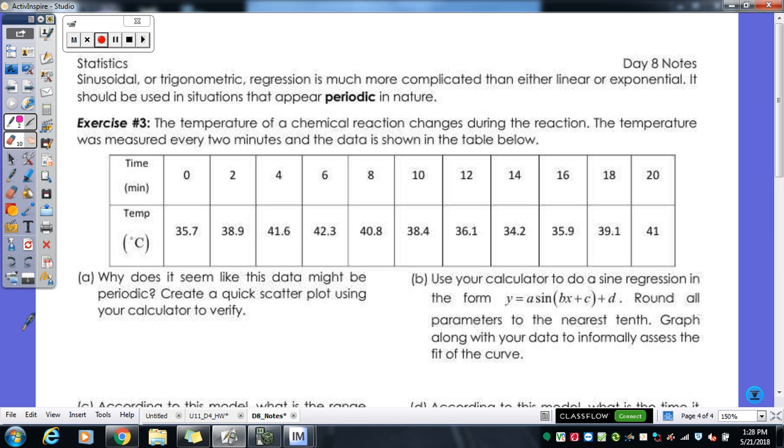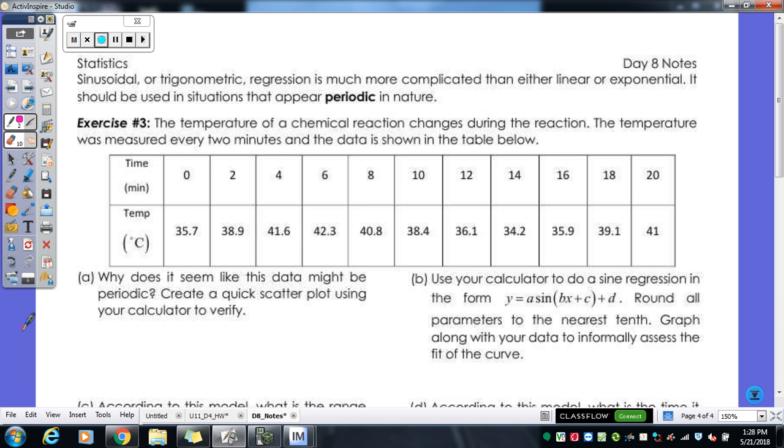All right, last kind, sinusoidal, also known as your trigonometric regression, is much more complicated than the other ones. It should be used in situations that appear periodic in nature. Remember, periodic means that it just keeps repeating the same cycle over and over again. So the temperature of a chemical reaction changes during the reaction. The temperature was measured every 2 minutes, and the data is shown in the table below.